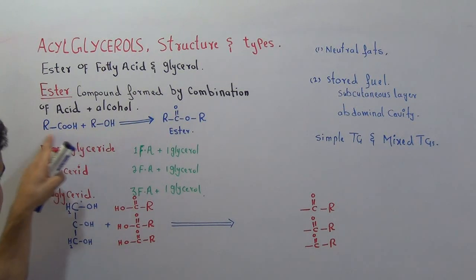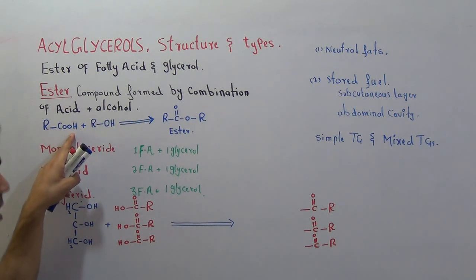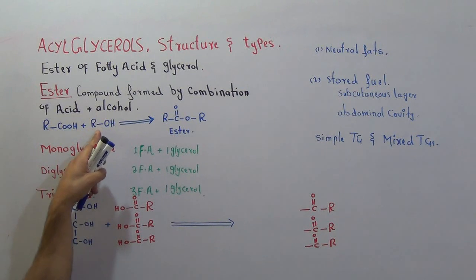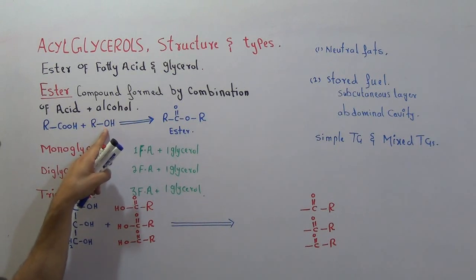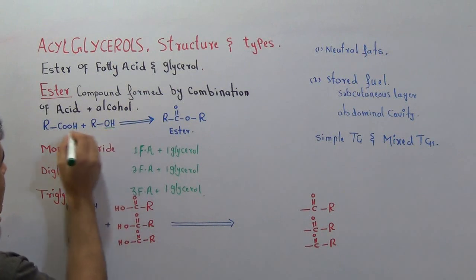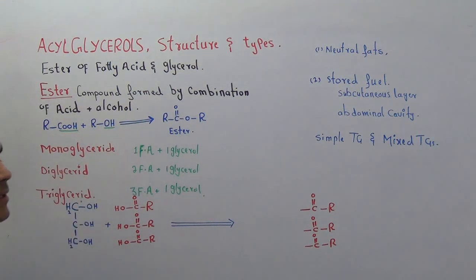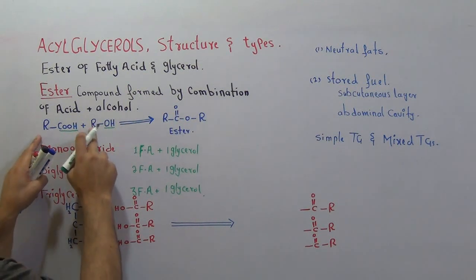So any acid we can represent in simple form like RCOOH, and the alcohol can be represented in the short formula ROH. OH is necessary for alcohol, and for acid COOH is necessary. R does not matter. R may be one carbon, two carbon, three carbon, a side chain, a variable group.